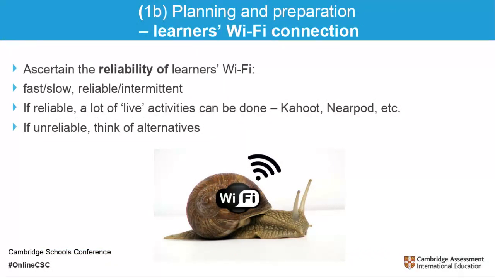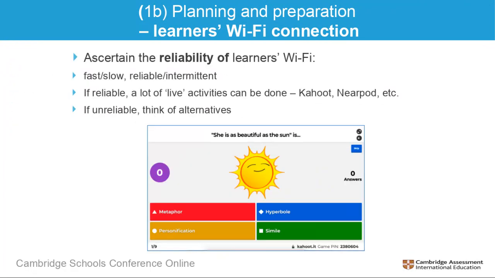And if it is reliable, there are a lot of live activities that we can do. For example, Kahoot, I'm sure most of you are familiar with that, and Nearpod as well. And if it is unreliable, then we have to start thinking of alternatives, all right? So I'm going to just show you some pictures of how we can do Kahoot. Of course, this is a Kahoot game which needs reliable Wi-Fi. Students need to be there in real time.